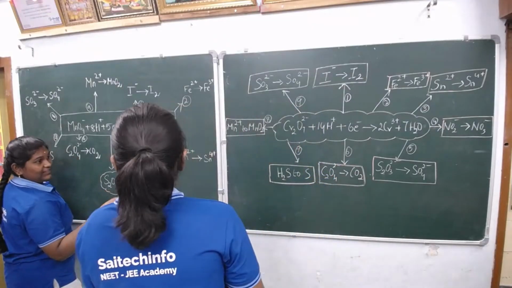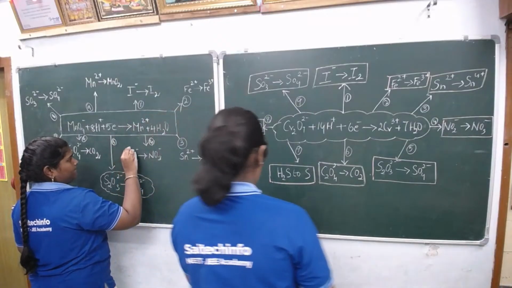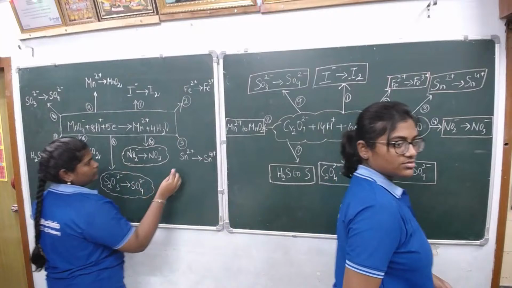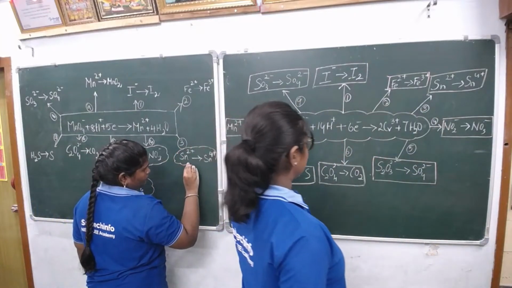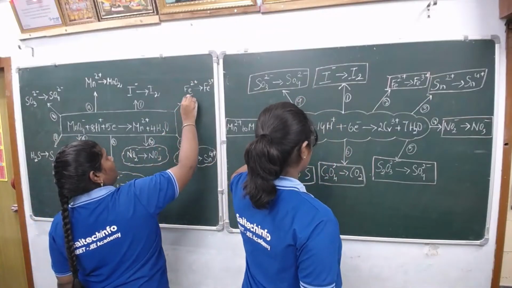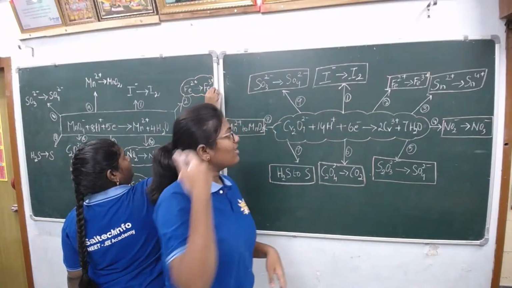Can you explain now? Use chalk paste. Start from the middle and explain. This is the balanced reaction of the dichromate anion. And this side, explain.